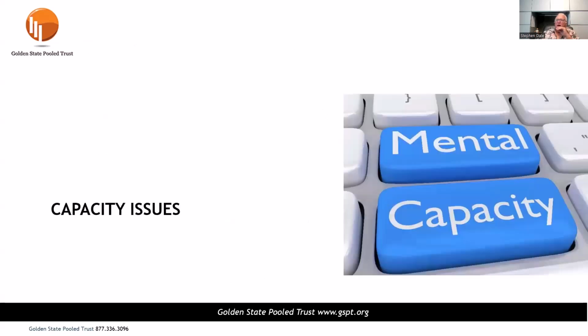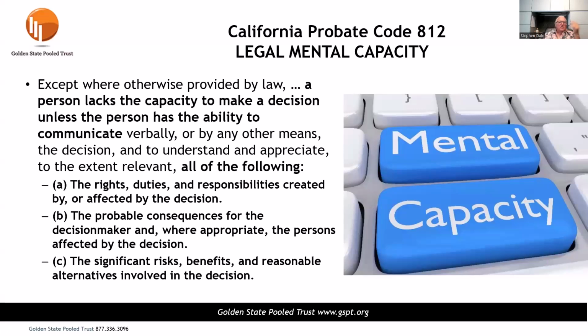So let's talk about capacity. Usually when somebody asks me, how do you know when somebody has capacity and when they don't? My answer normally is that it's kind of like obscenity. You kind of know it when you see it. That's not going to work in front of the judge. So we might want to just look at a little law. So here's what the law says.